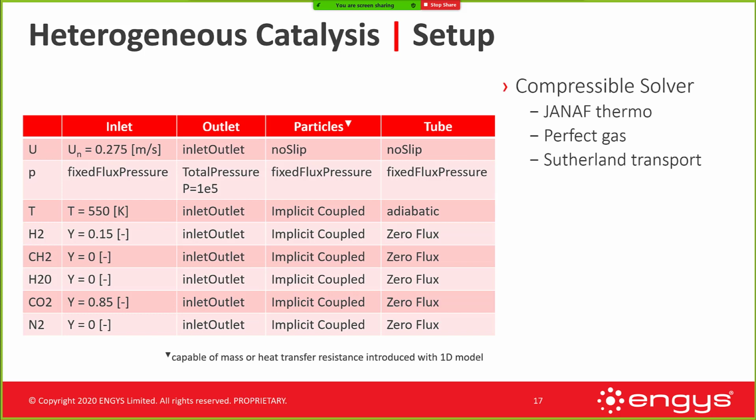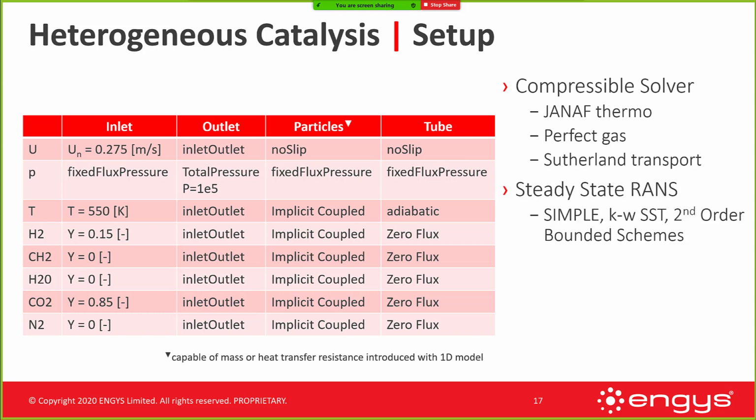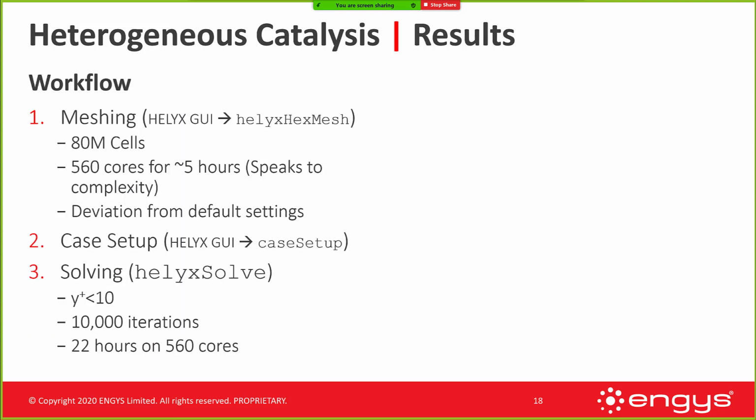We're using a compressible solver, so we're using JANAF thermo. There's perfect gas assumption, Sutherland transport. It's a steady state RANS simulation. So we're using SIMPLE, k-omega SST, second order bounded schemes. Because we're using a steady state solution, we're under relaxing a little bit.